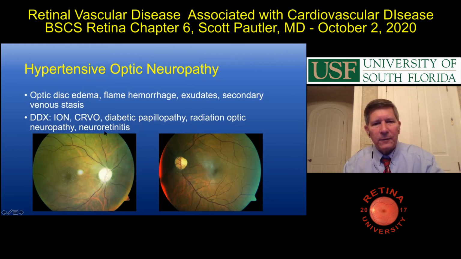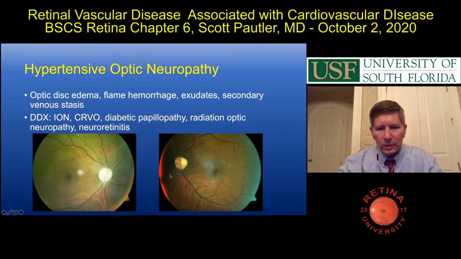Neuroretinitis can be confused with hypertensive optic neuropathy. So if you see a case of optic disc edema and a star, a macular star, don't jump right to neuroretinitis. Don't forget hypertension can cause that. This is a case of mine who had significant optic disc pallor after an acute severe episode of hypertension, which is now gone. He had exudates in the macula, a little star figure that's almost gone.